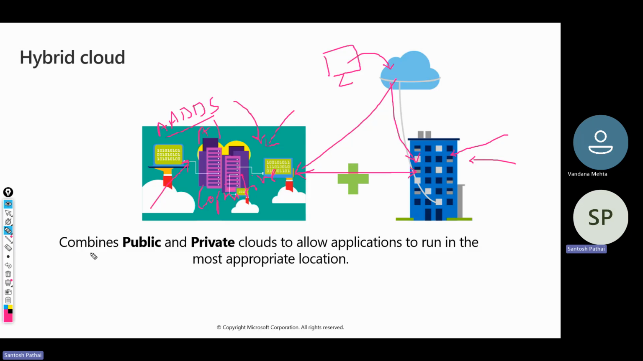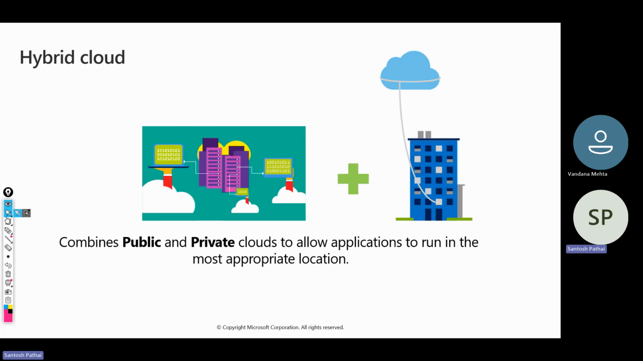So it combines public and private clouds to allow applications to run in the most appropriate location. The best AI would run in the cloud instead of my on-prem environment, so I'm leveraging the cloud to run the AI services. But my physical servers can be provisioned here, either as VMs or physical boxes. Both are possible. I can connect my network and set up a hybrid environment also. So that is my public cloud.